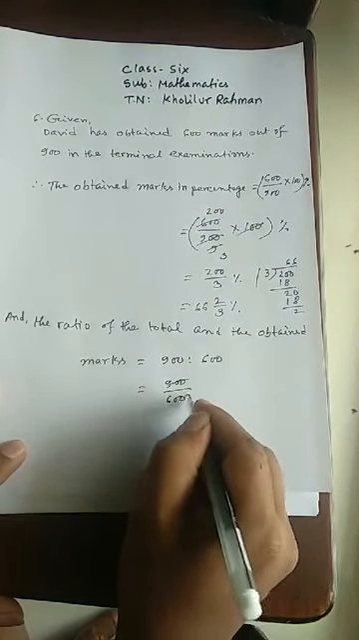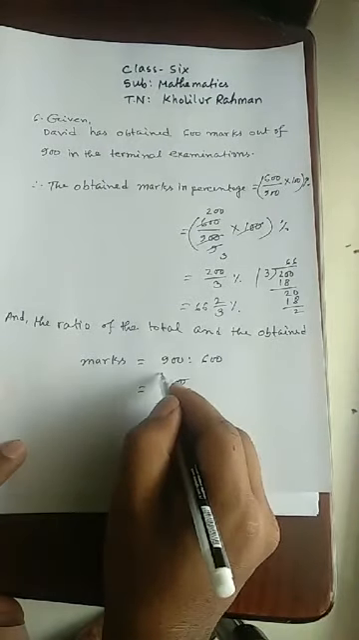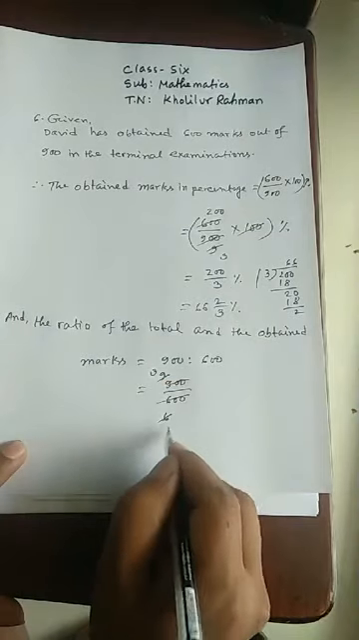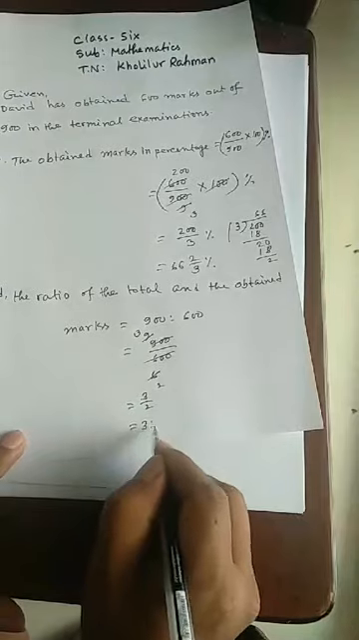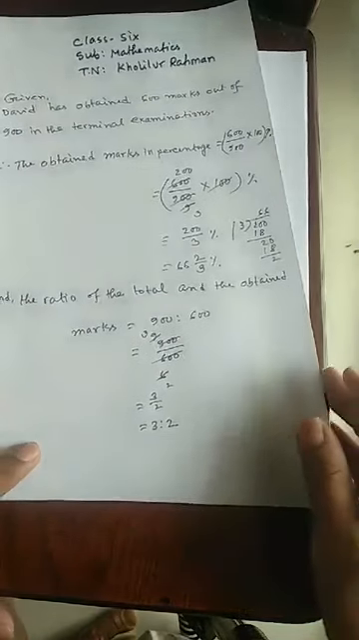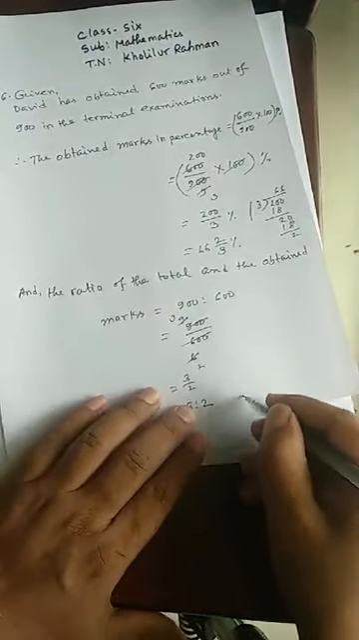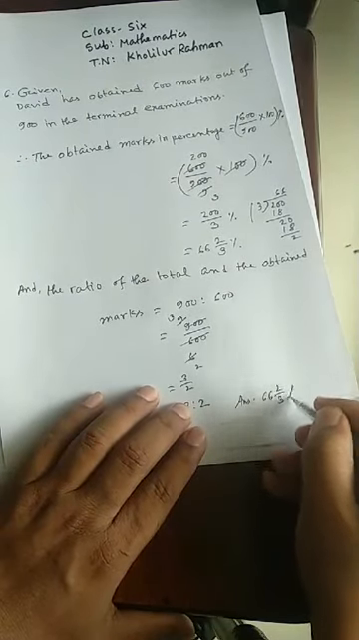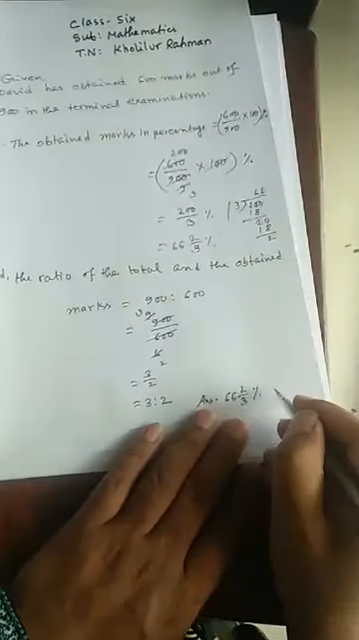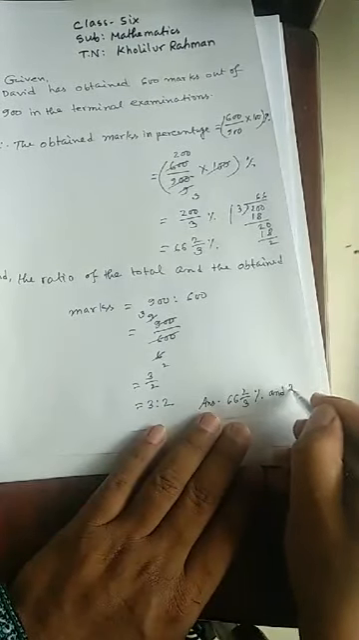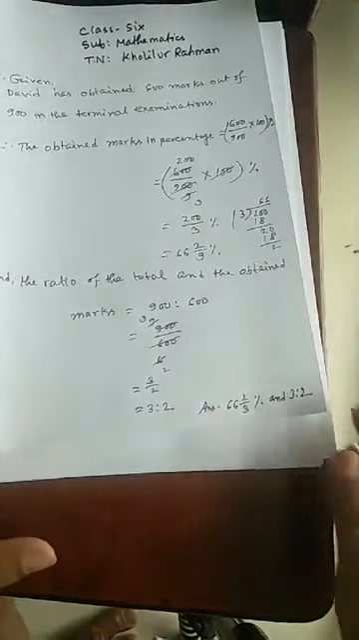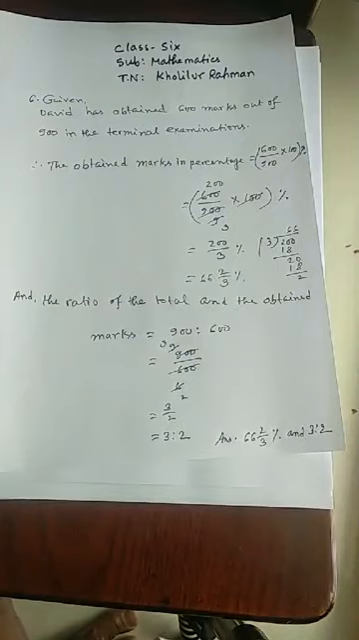Now you can cut it. First if I cut it by 100, it will be 9 and it will be 6. Now cut it by 3. 3 3s are 9, 3 2s are 6. 3 by 2. So it will be 3:2. Okay. Answer: 66 2 by 3 percentage and 3:2. Have you understood, my dear students?